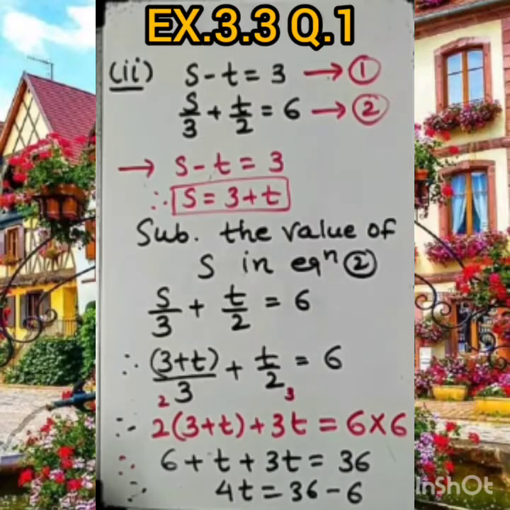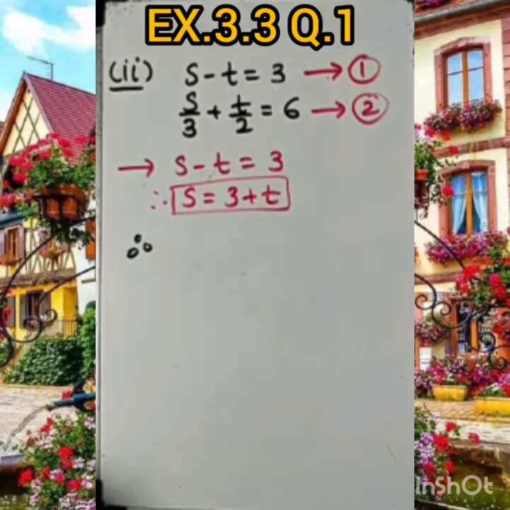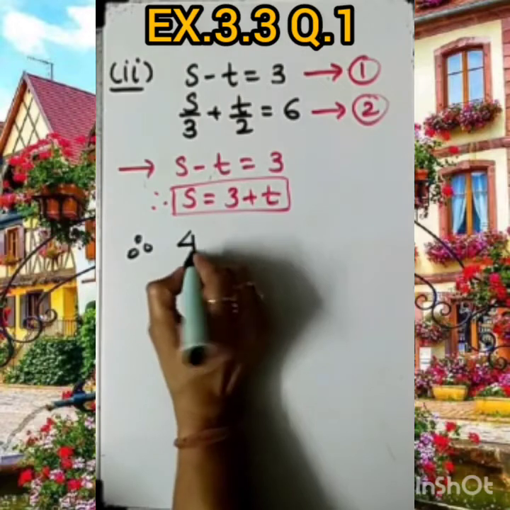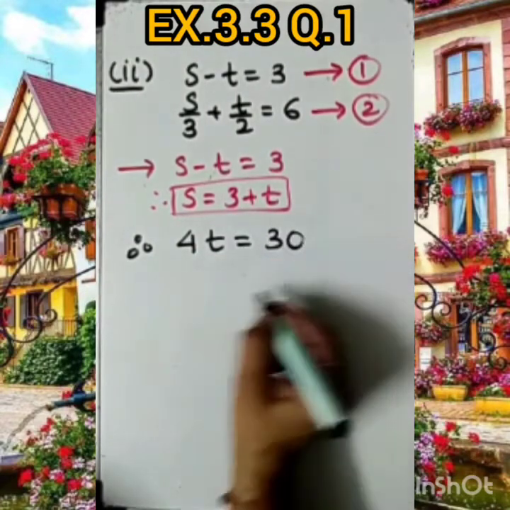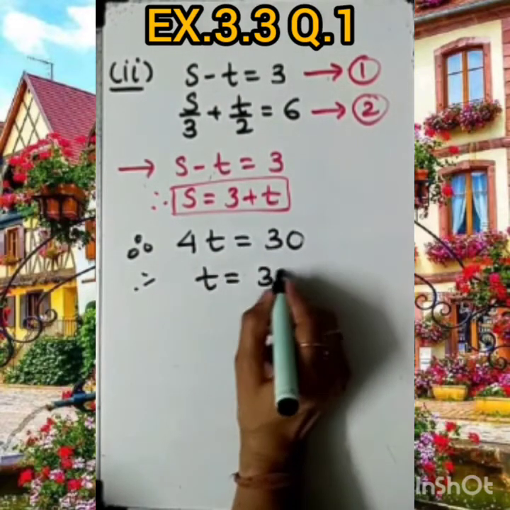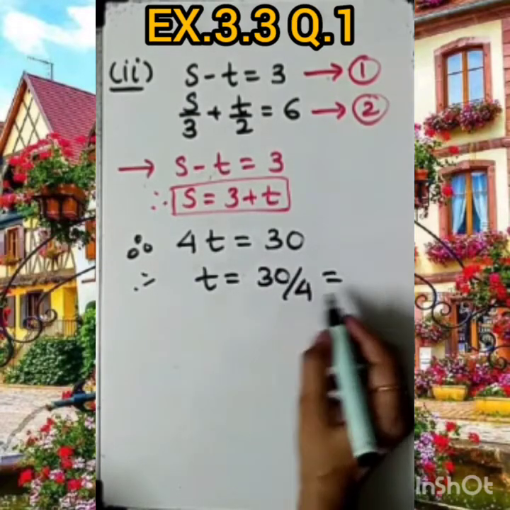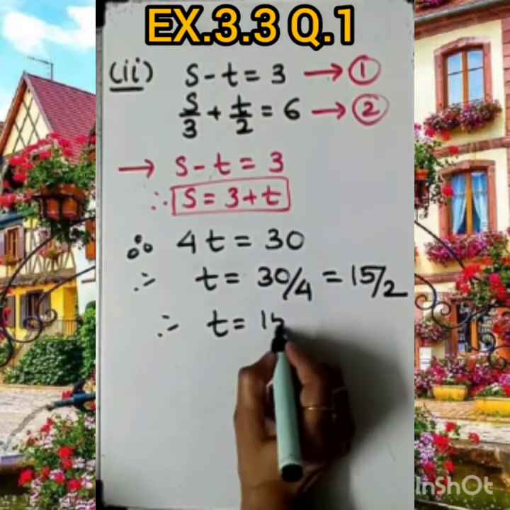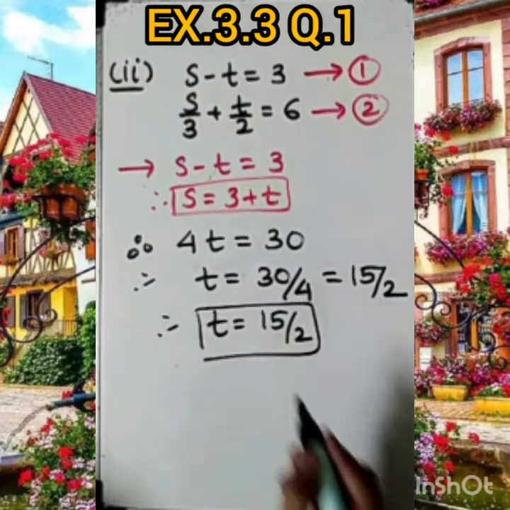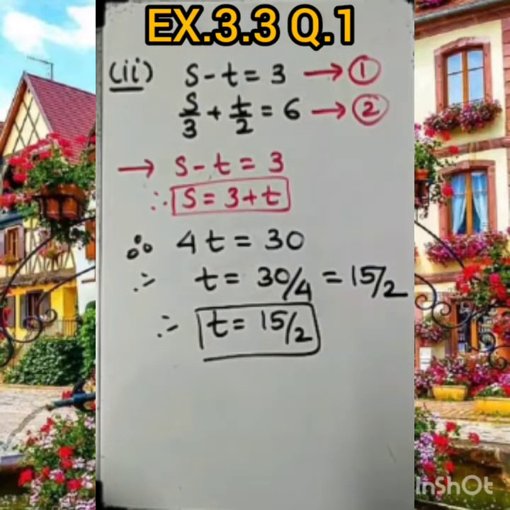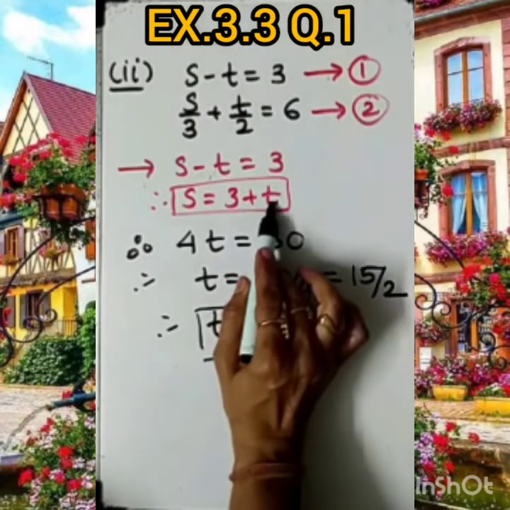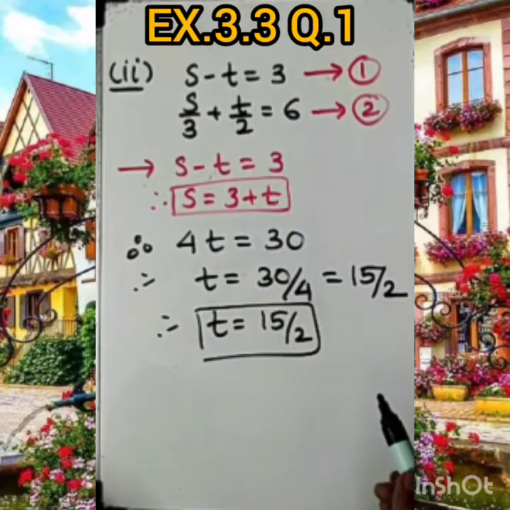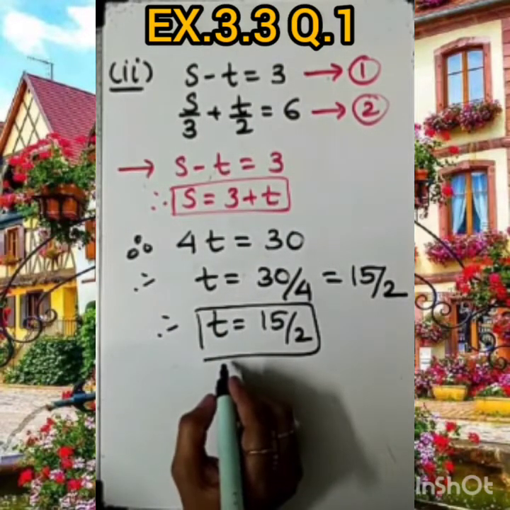So the simplification is coming 4t equal to 30. Therefore, the value of t is 30 divided by 4. If we divide 30 by 4, it will be 15 by 2. So the value of t with us is 15 by 2. This is the value of t we are getting. Now what are we going to do in the next step? We will substitute this value in place of this t. So what do we have? Let's check.